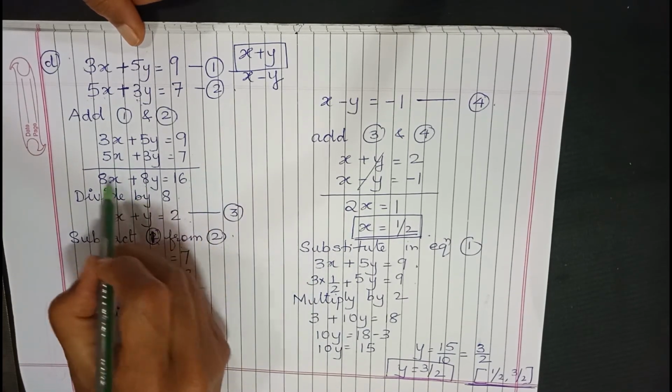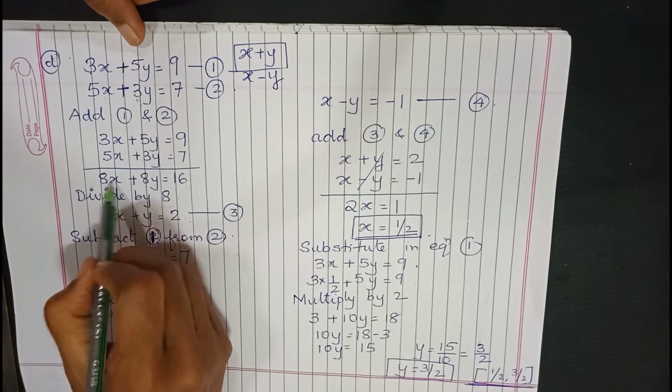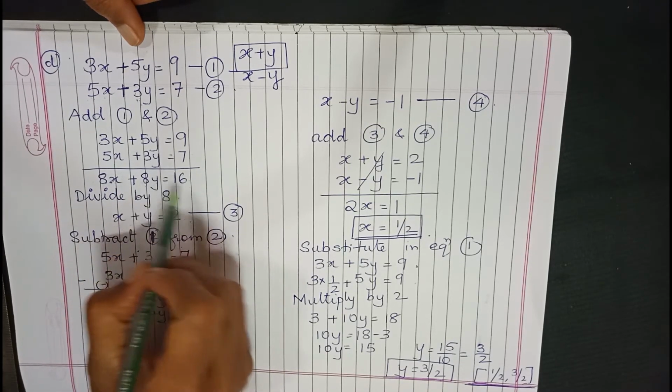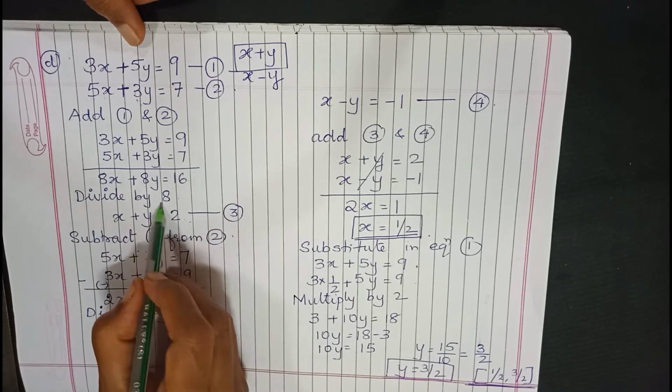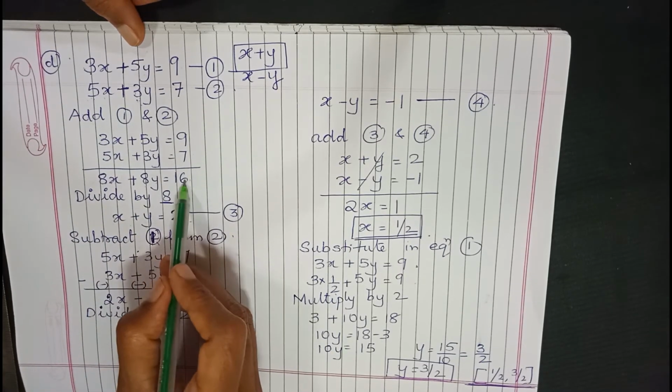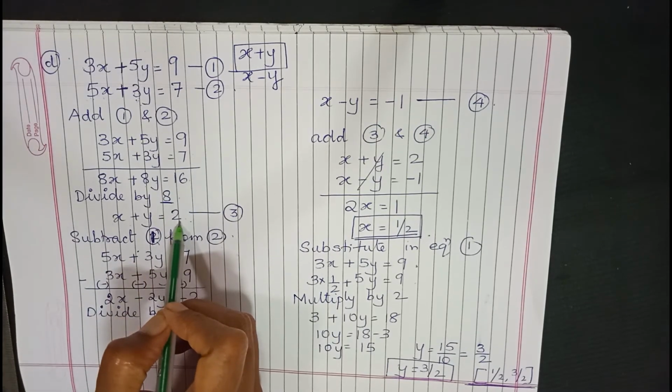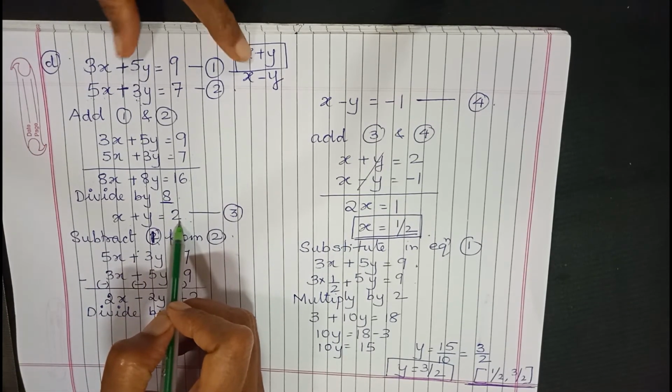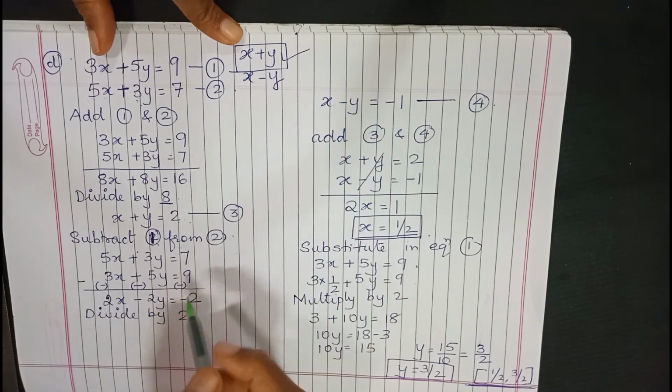As you can see here, the coefficient of x is 8, y is also 8. So if I divide this equation by 8, the 8 will go off. What will remain is only x plus y. And 16 divided by 8 is 2. So here you can see I got the first value, x plus y, as 2.